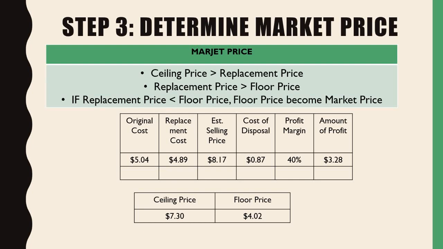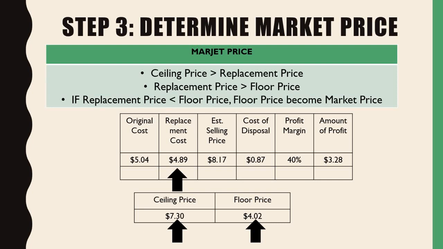Whoa, mumbo jumbo. So let's break it down so you can understand. What am I doing? Well, let's take a look. We're going to be comparing 3 numbers. We're going to be comparing our replacement cost of $4.89, and we're going to compare my ceiling and my floor price. So remember, not your original cost. We're comparing the replacement cost, the one that, when we did our research, the market has told me it is currently valued at.